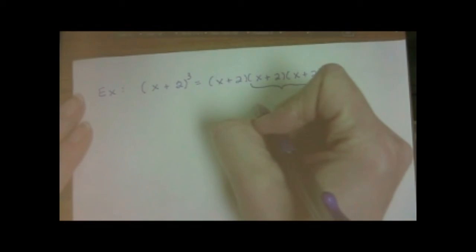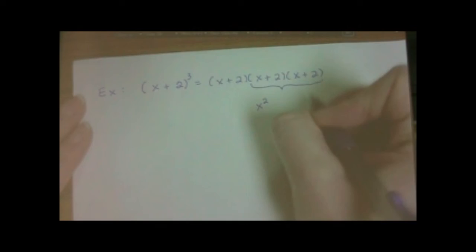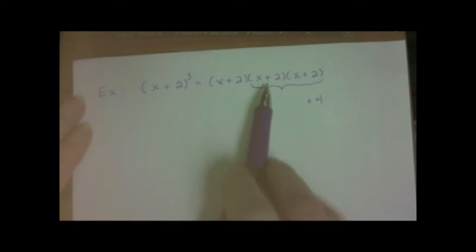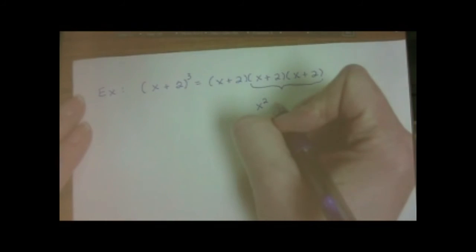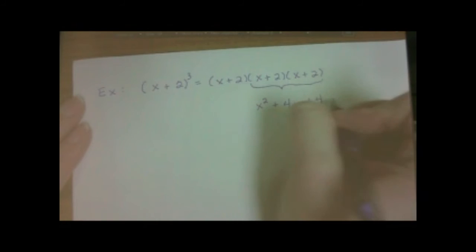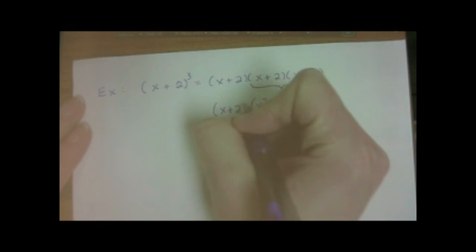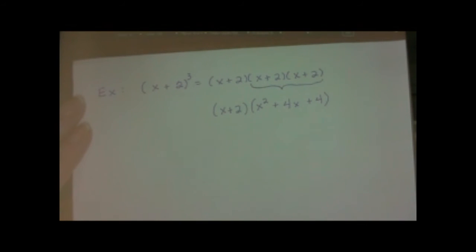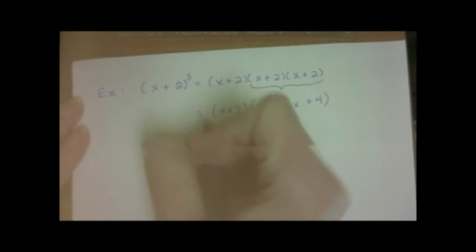And that's going to give me x squared. And my last term is going to be 2 times 2, so plus 4. My middle is 2 times x times 2, which is plus 4x. So it gives me a trinomial. And now I still need to multiply that by one more x plus 2. So this is going to be a multi-step problem. So now what I'm going to do is multiply the x times everything in here and the 2 times everything in here. And I'm going to have 6 terms, and then I'll combine like terms.